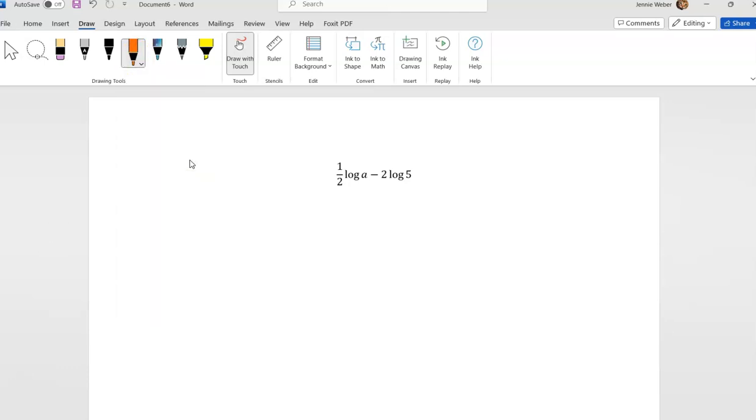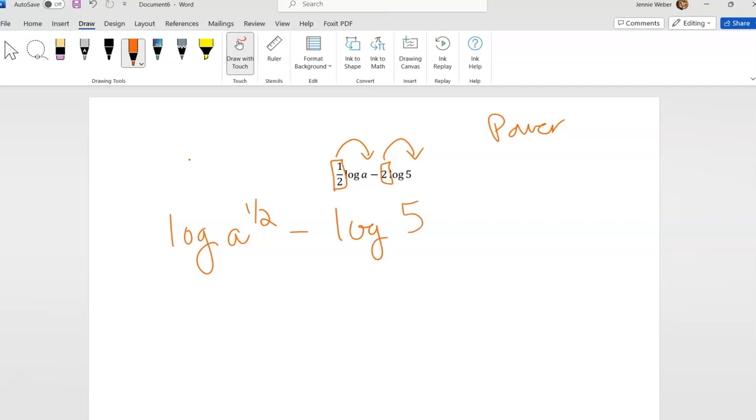So when I look at this, the first thing I'm going to do is look at each individually and go, what can I do? Well, anything out in front, okay, so these two can be turned into exponents. This is that power rule. So this can be turned into the log base a of 1/2 and the log base 5 squared, okay?